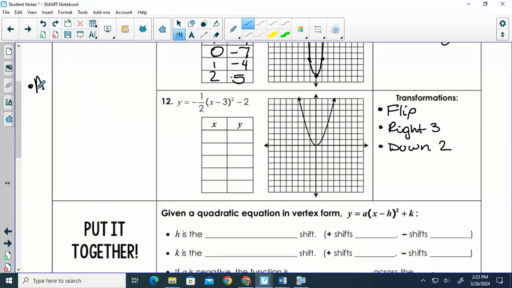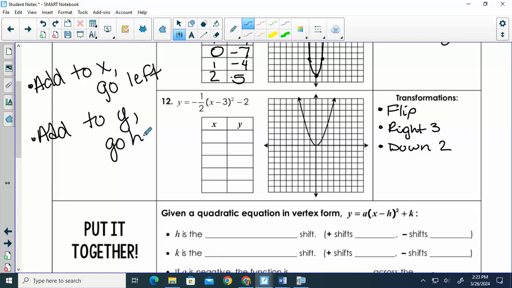Here's a little, if you add 2x, go to the left. If you add to y, go higher. Okay, so if you add to x, you move it to the left. Add to the y, it goes up high. So the opposite would move it down or right. Okay. The x and the y like to start off with. My vertex, is that what you're talking about?